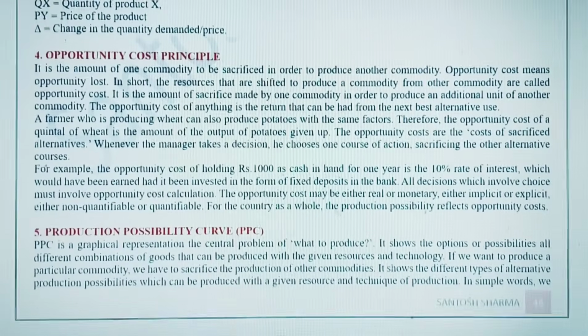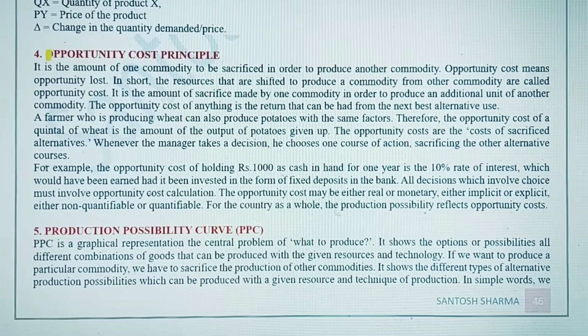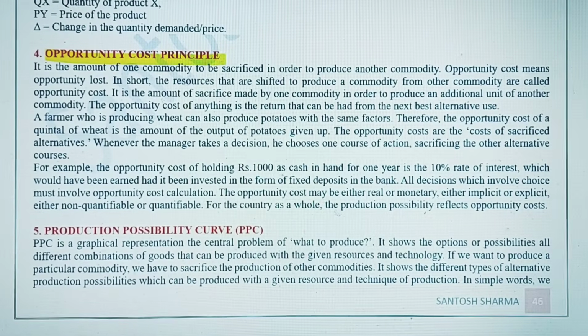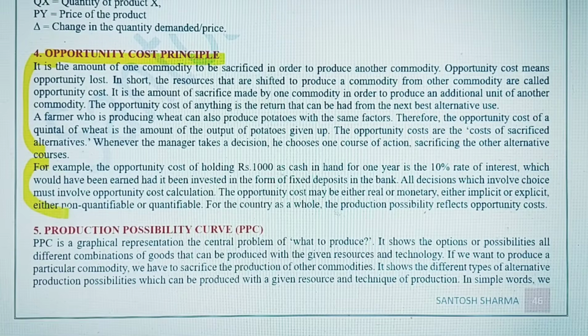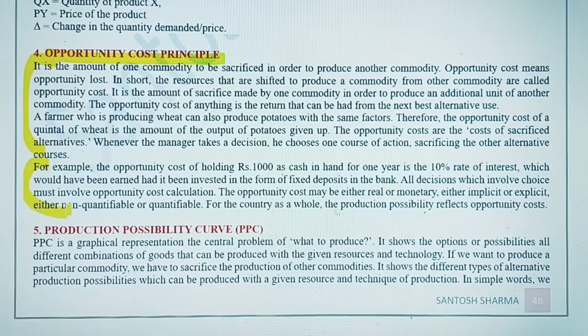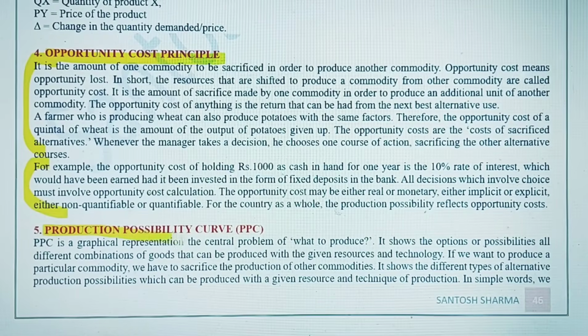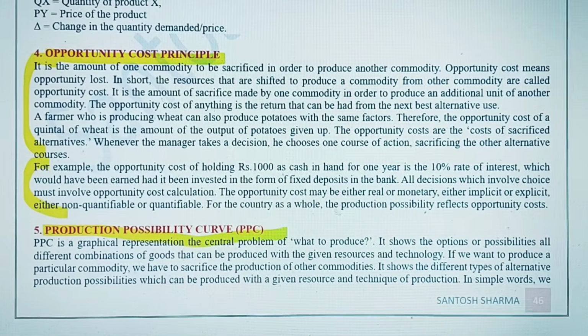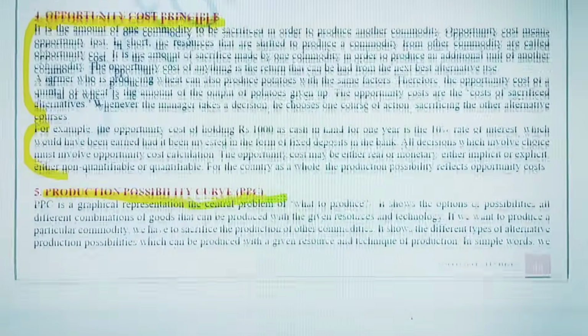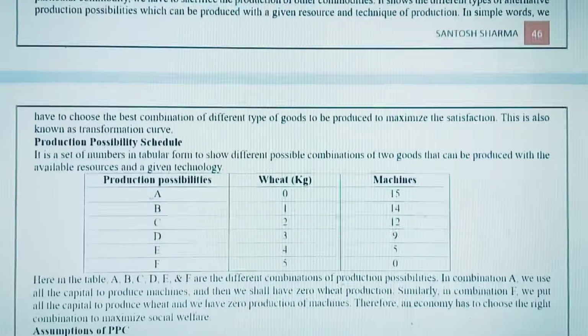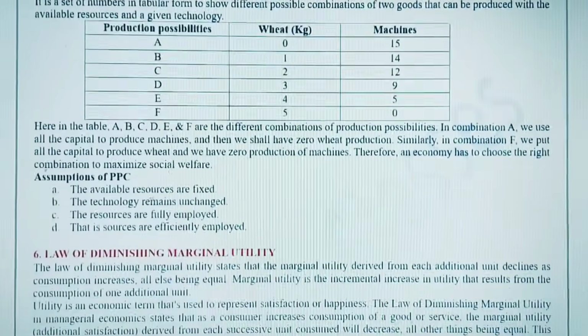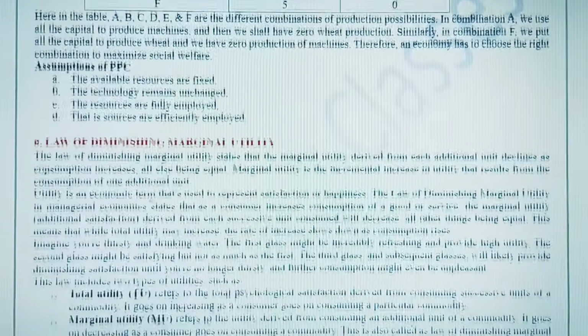One more very important question, opportunity cost principle. So this one, like this is the concept, and then give examples so that you would have a fairly lengthy answer. PPC, production possibility curve. You can draw this, you can draw the schedule also. There is a graph of PPC that also you can draw along with the assumptions.